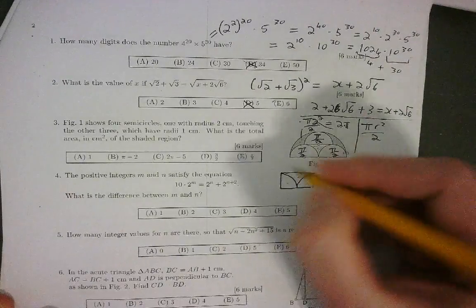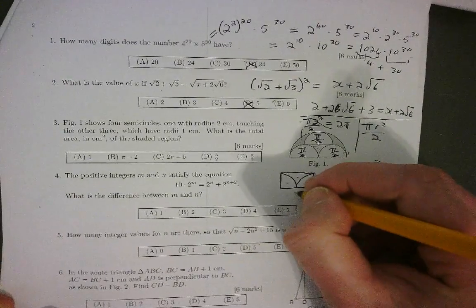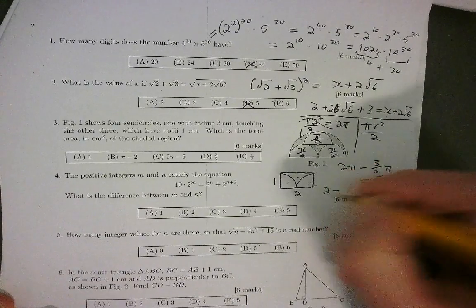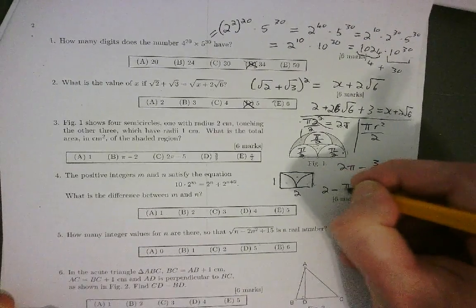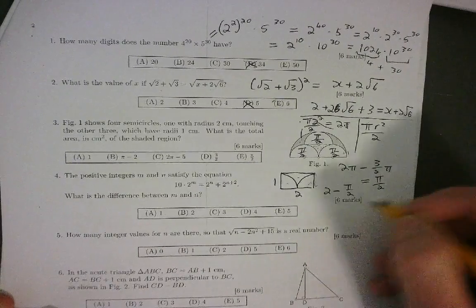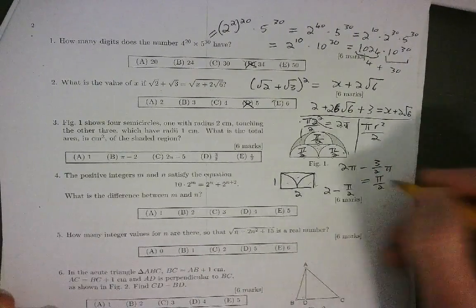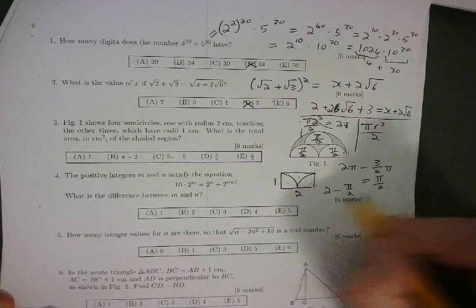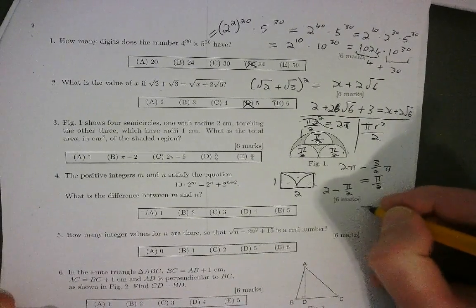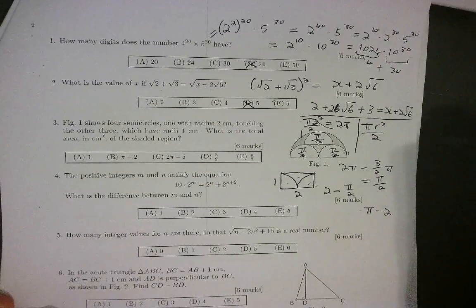This rectangle has sides 2 and 1, so it's going to be 2 minus the area of the semicircle, which is pi over 2. And so in the final step, we just have to take this and subtract that, and we'll get pi minus 2, which is this one.